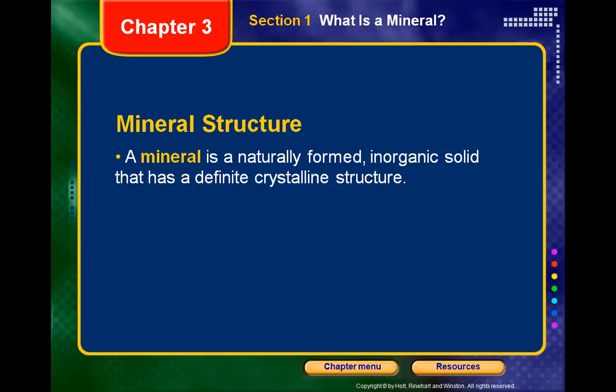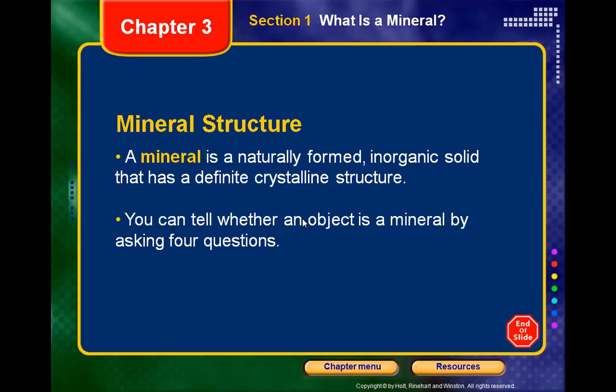Here we said that it's a solid that has a definite crystalline structure, so it must be solid, it can't be liquid or gas, and it has a definite crystalline structure. What is meant by crystalline structure? We're going to know this later, guys. But that's the main characteristics of a mineral, the conditions which we should find to call something a mineral.